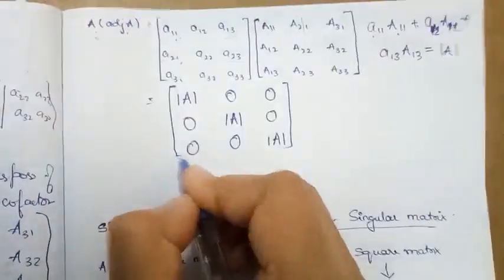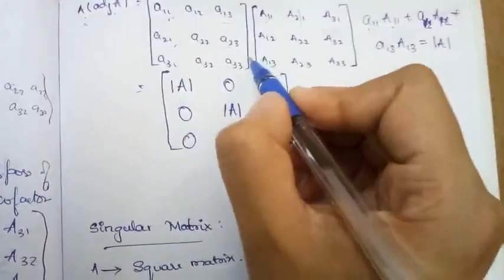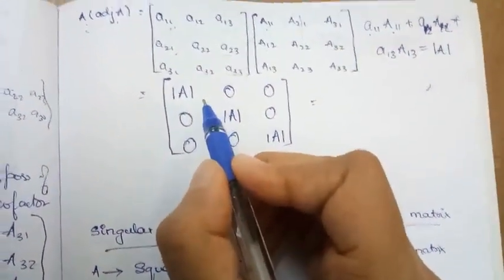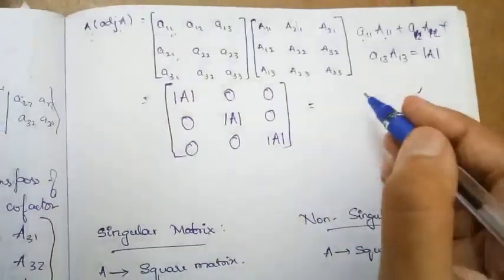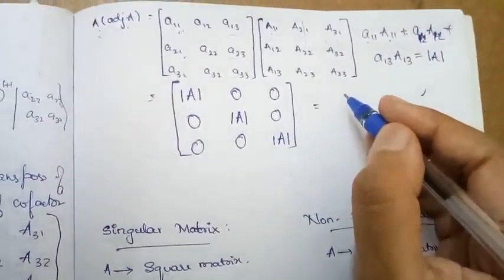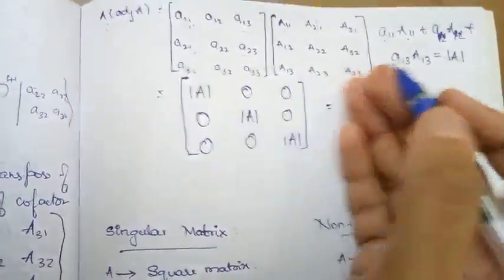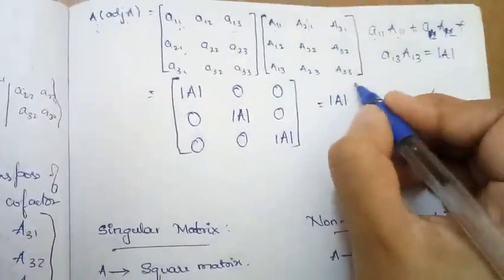So now you got this matrix. See here, it is not a determinant, it is a matrix. So I need to take a common factor outside, meaning the thing should be taken from each and every element. What will be the common element which I need to take outside? Here it is determinant A, which is taken from each and every element.